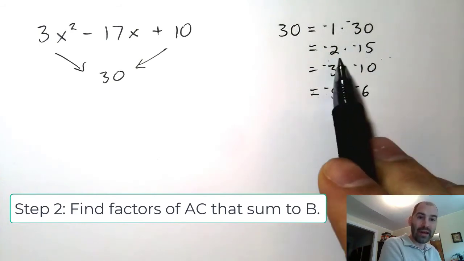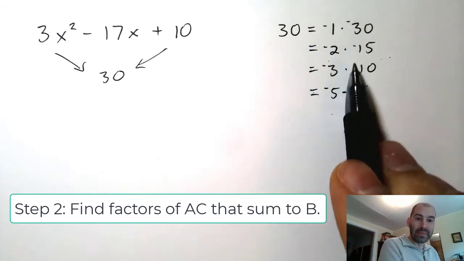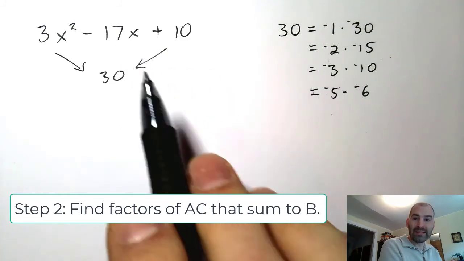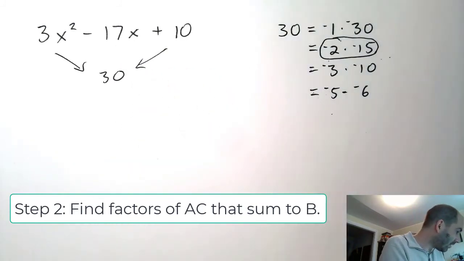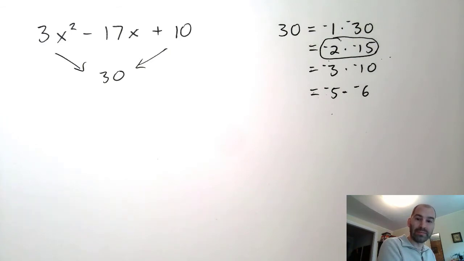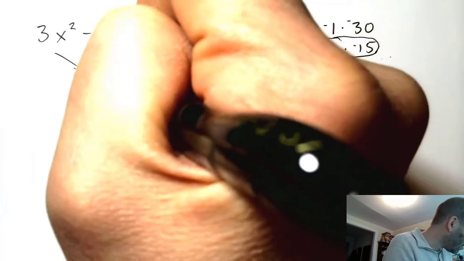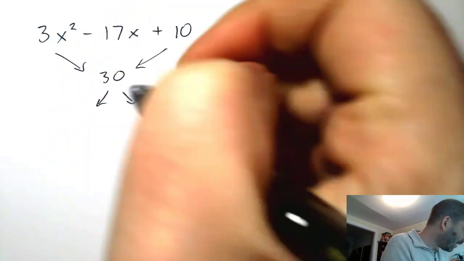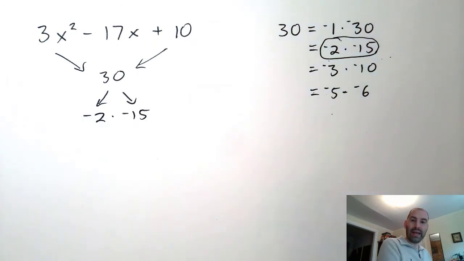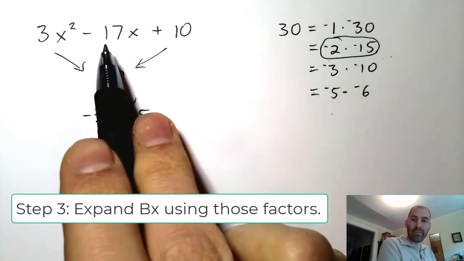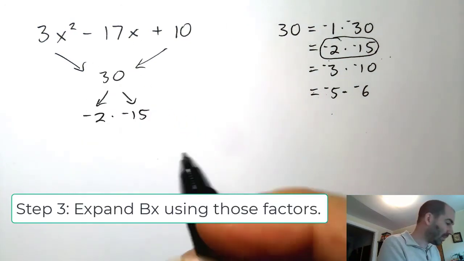Okay, so now that I look at these, can I find a pair that adds to negative 17? Well, I absolutely can. It's right here. Negative 2 and negative 15. So that's how I'm going to split up my 30. I'm going to write it as negative 2 times negative 15. And that's how I'm going to break apart my original trinomial.